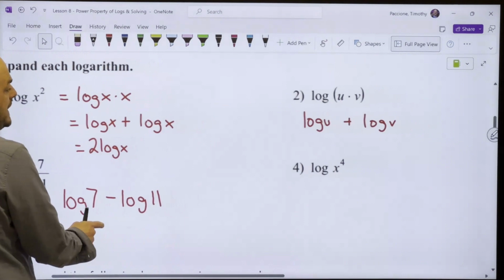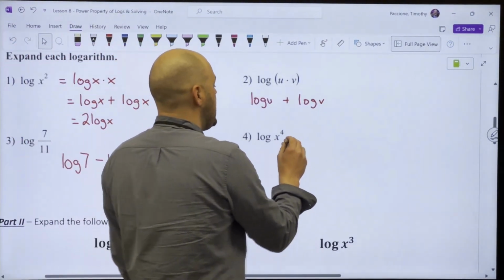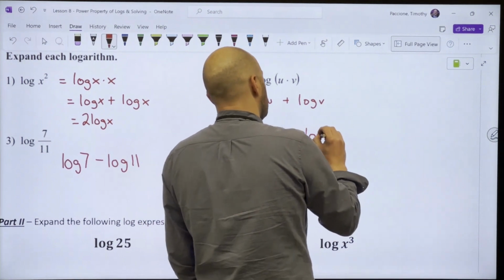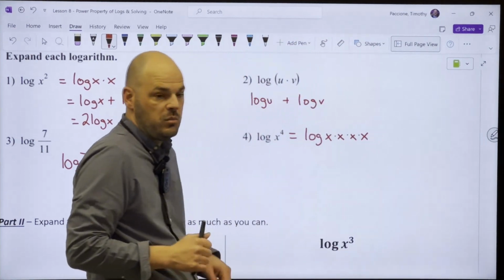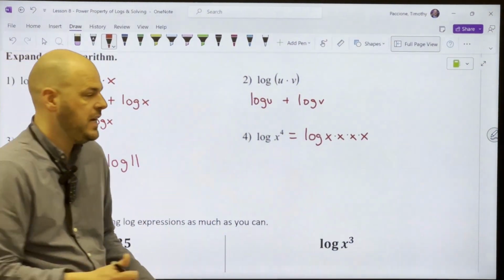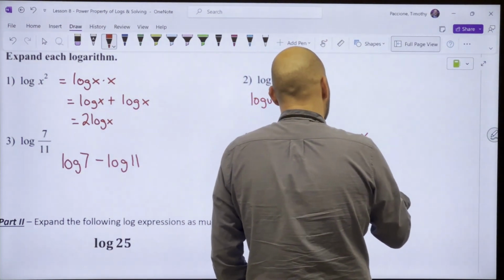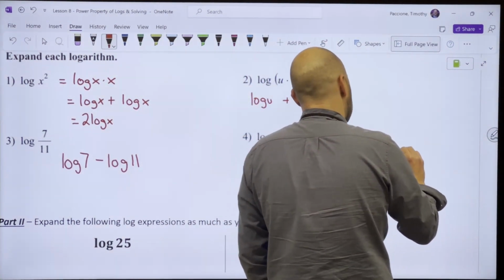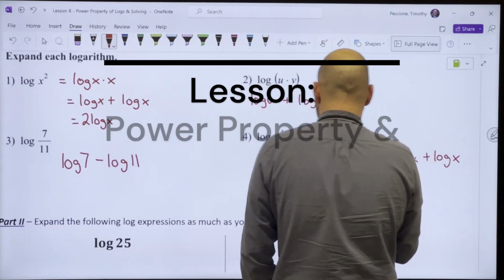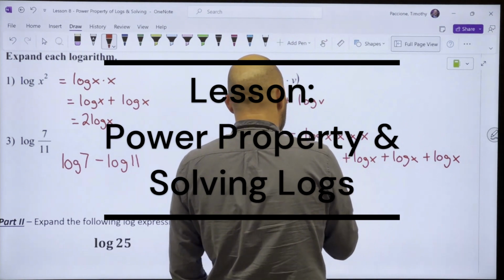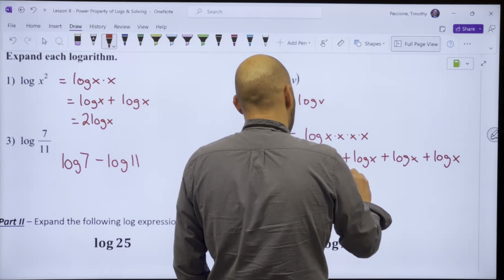Okay. Well, yes, this is to the 4th, but the same logic should apply as number 1. What does this actually say? Log x plus x. Yeah, x times x times x times x. Well, multiplication on the inside becomes addition on the outside. And we get log x plus log x plus log x plus log x. I wish there was a shorter way. How many log x's is that? 4. So that's 4 log x.